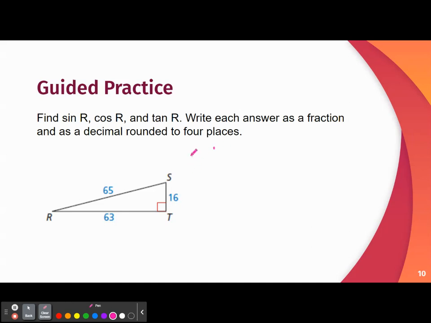Hayden, what did you and your partners get for the sine of r? 16 over 65. What is it? 0.2461. I actually got 45 instead of 65. 0.2462. That should be a 2, because the 5 makes the 1 round to a 2.